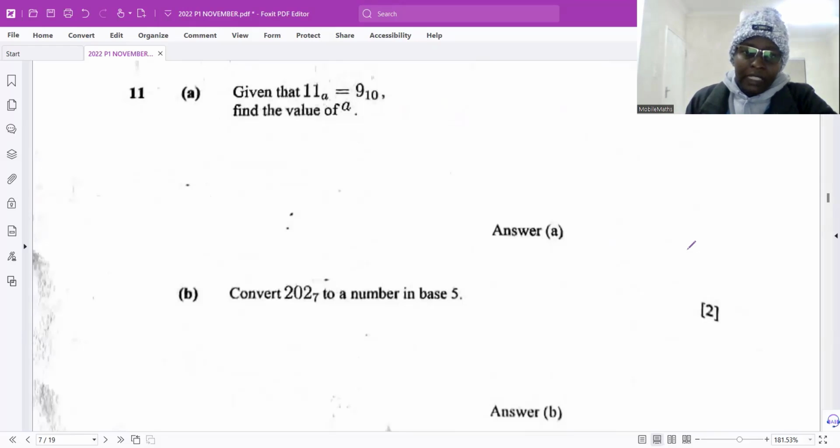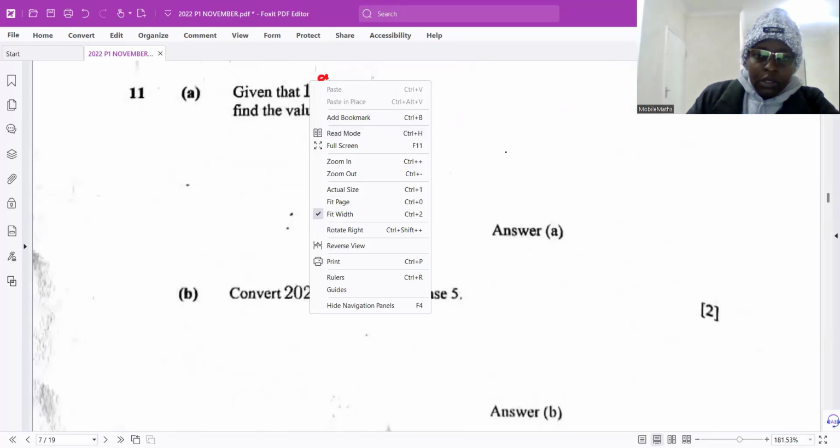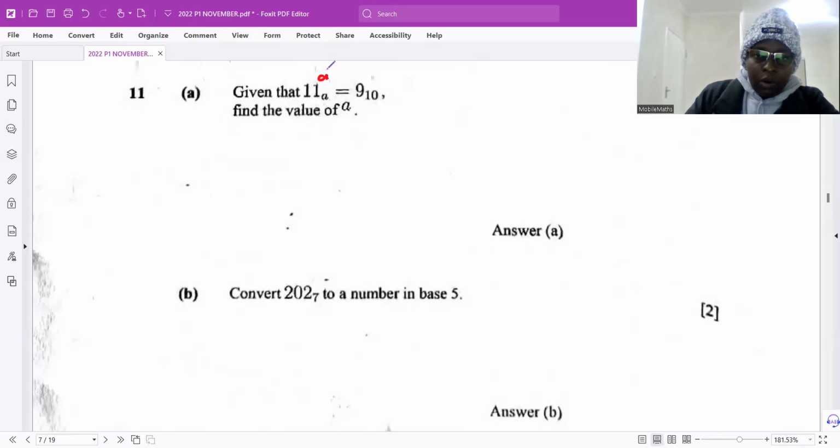We are given that 11 base A is equal to 9 base 10. Find the value of A. So what we do, we just raise A to the power of 0 here, and here we can say A to the power of 1.